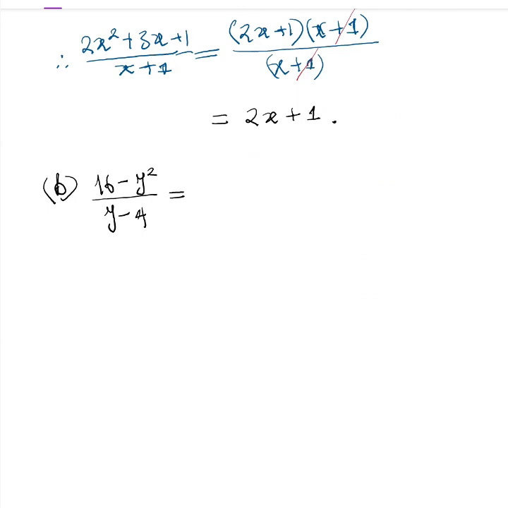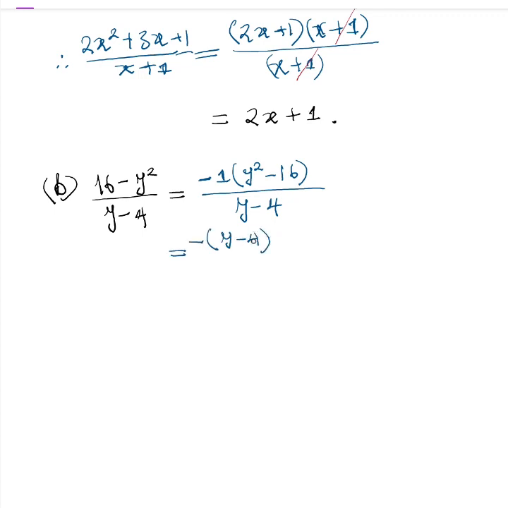So we have 16 minus y squared divided by y minus 4. Okay. So already you can see that what is in the numerator is the difference of two squares. But in the denominator, you have y minus a constant. So you would want to write what is in the numerator in the form of y minus a constant. Is that cool? So what are we going to do?